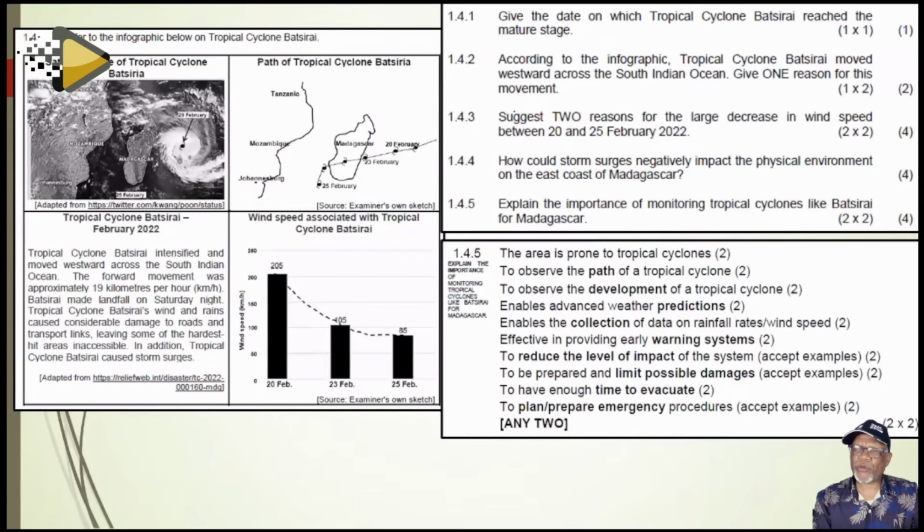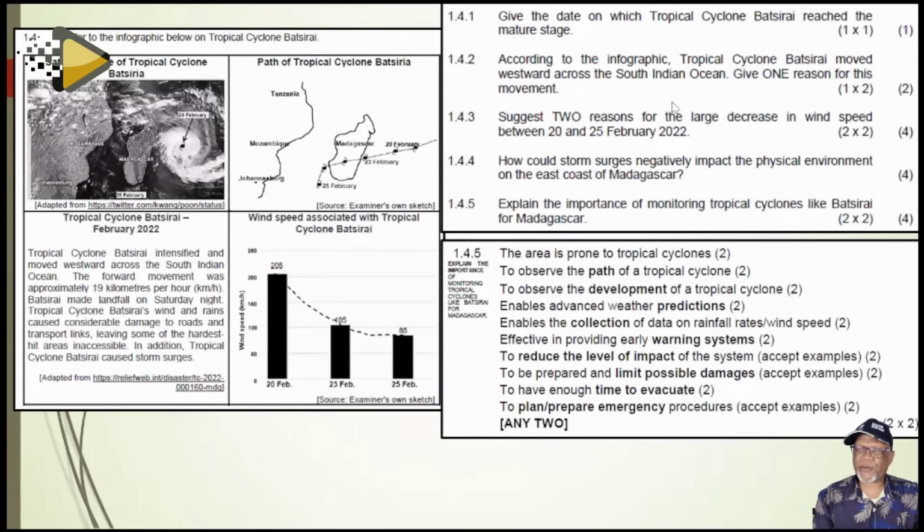So it moved. Now you have to decide why tropical cyclones moved westwards. So you have to use that question. I mean, you have to use your information on tropical cyclones that they move from east to west because they are driven by tropical easterlies.